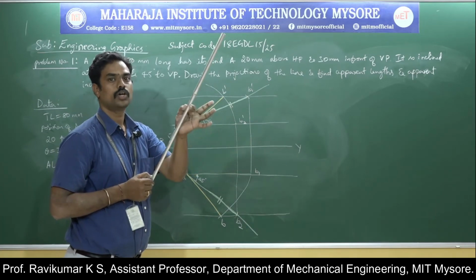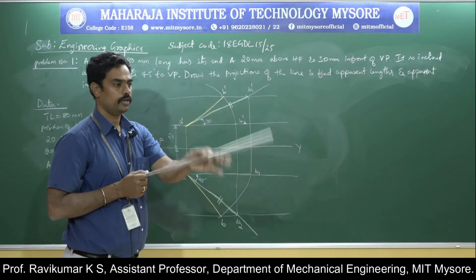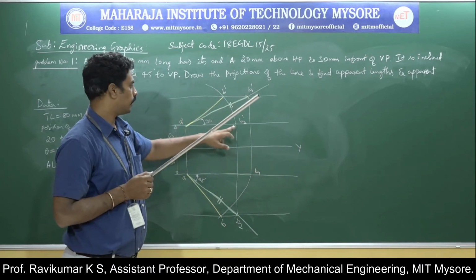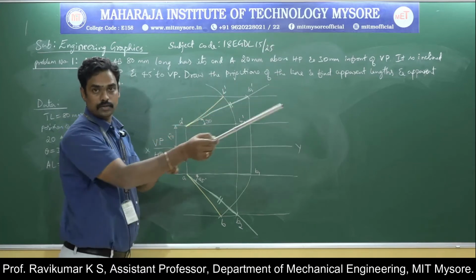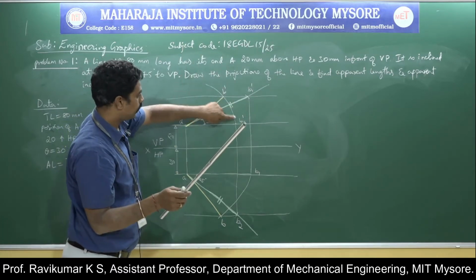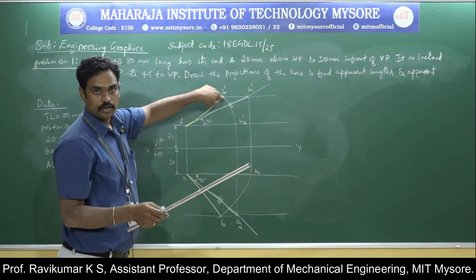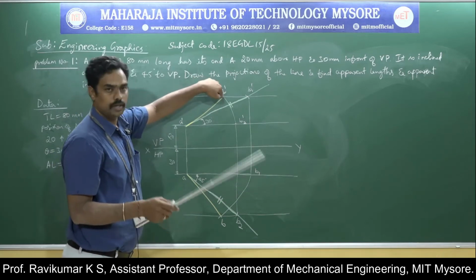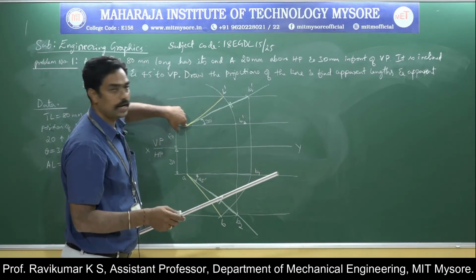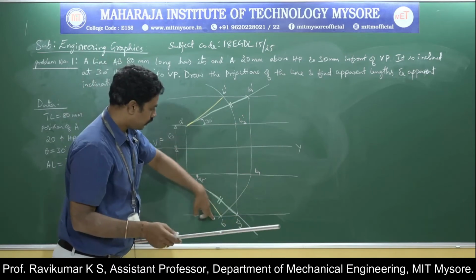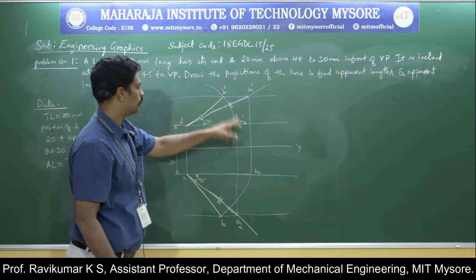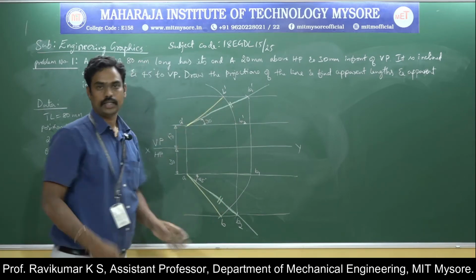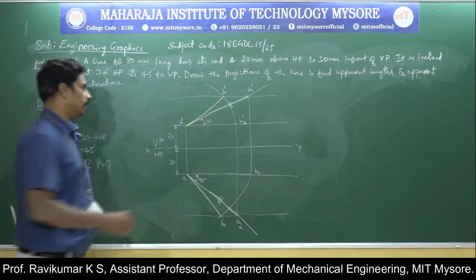You just have to rotate with respect to VP. That is what I did here. I am rotating with respect to VP like this, until it touches the locus. So I will get the apparent length. So I rotate with respect to HP and rotate with respect to VP, and you will get the apparent length. Now I need to measure the inclination.